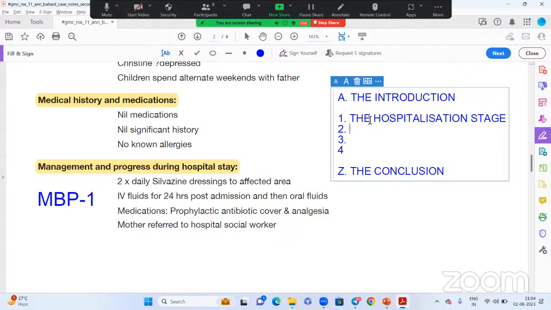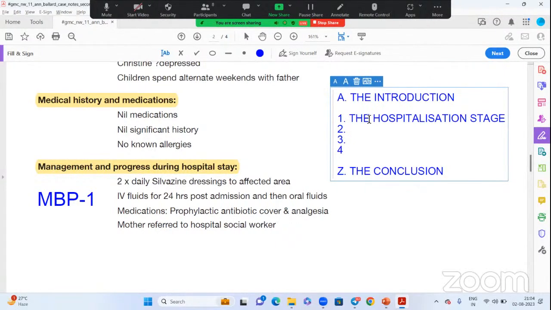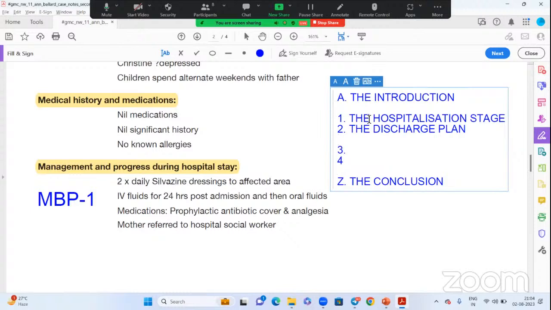So next. Okay, next. What you write? Discharge plan. So these two are for the baby, the child. These two are for the baby. That's it. Now here, this will be the mother.